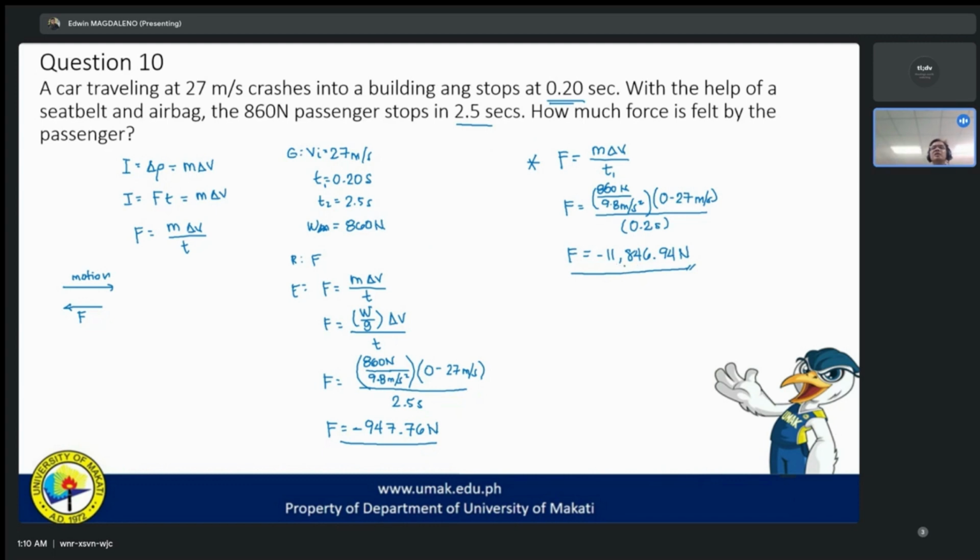So mas malaking force ang mararamdaman pag wala tayong seatbelt. Imagine, 11,000. That's almost 10 times ng 1 tonelada. So ganyan kabigat ang mararamdaman natin. So that's the amount of force pag wala tayong seatbelt. Pag may seatbelt, 1/10 lang, 947.76 newtons lang. Okay? So mahalaga pa rin ang may seatbelt. So always remember, wear your seatbelts.